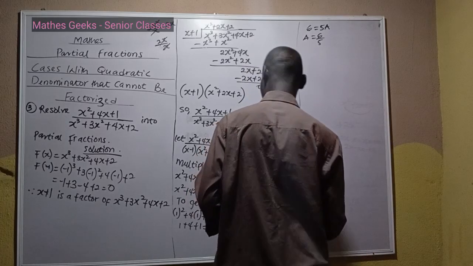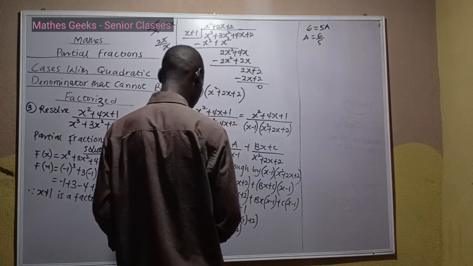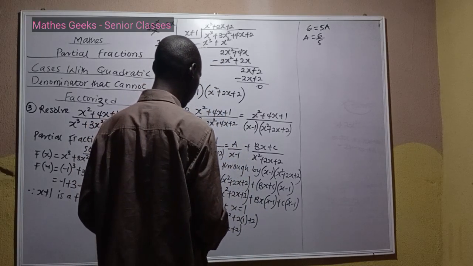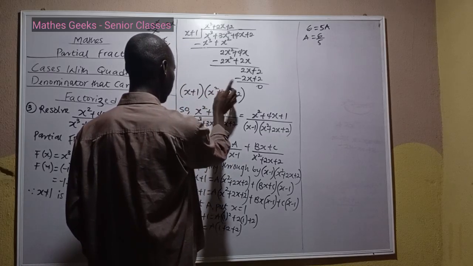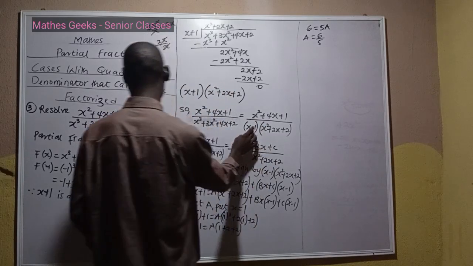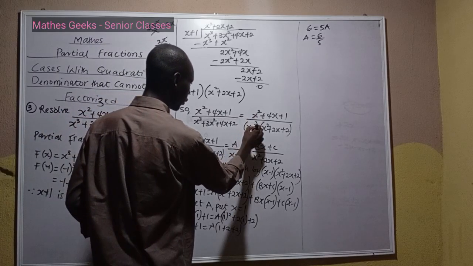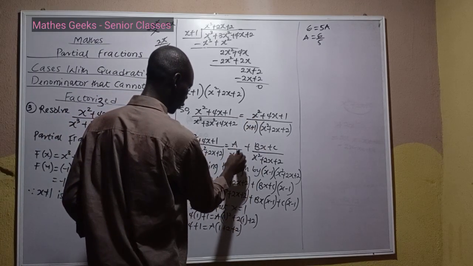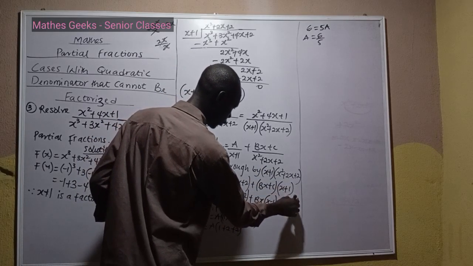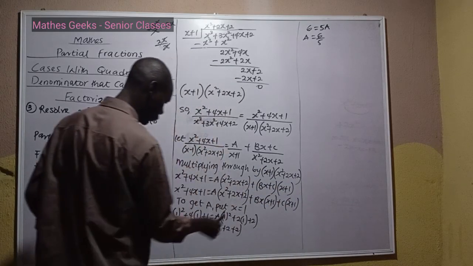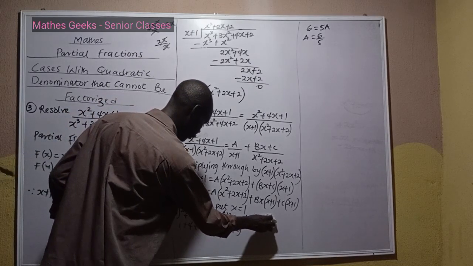So to get b, we are going to expand. Our factor is x plus 1. And why do I have x minus 1 here? So x plus 1 is a factor, so I think I need to correct this. This is x plus 1. So I'm going to start again from here.